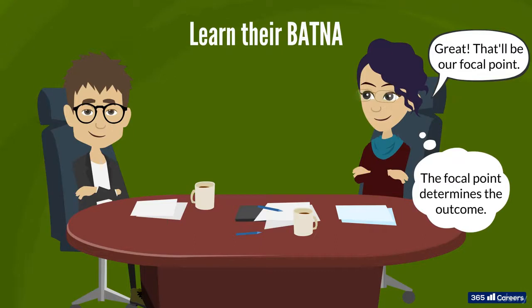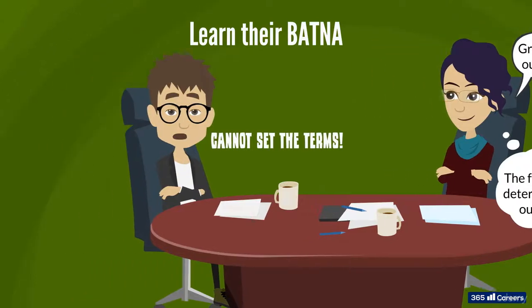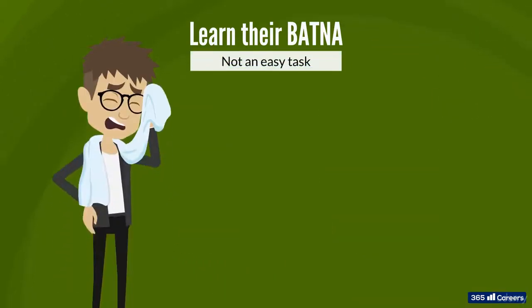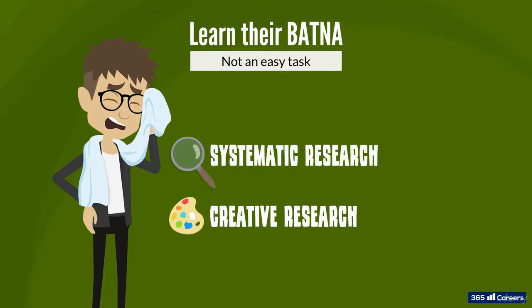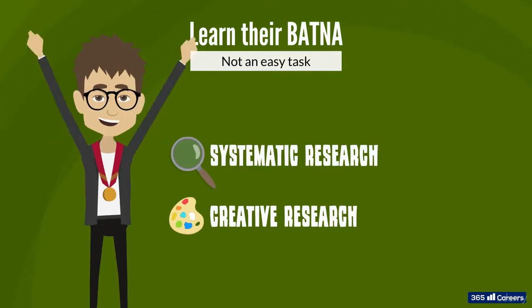That said, not knowing your opponent's BATNA is a severely disadvantageous position because it takes the power to set the terms away from you. Unfortunately, finding out somebody else's BATNA is a lot easier said than done. It involves systematic research and being creative if your current efforts don't prove fruitful. But boy, don't the efforts pay off.